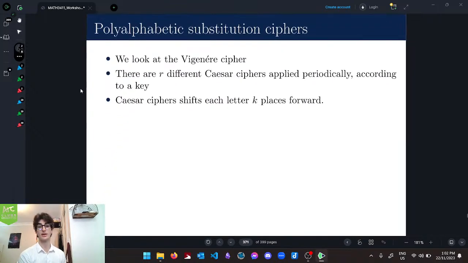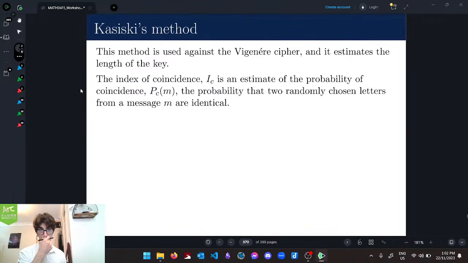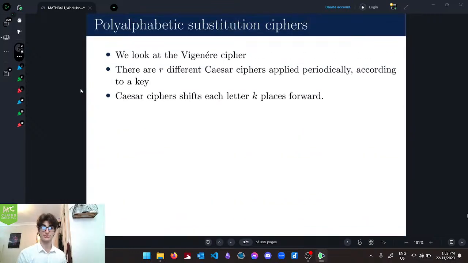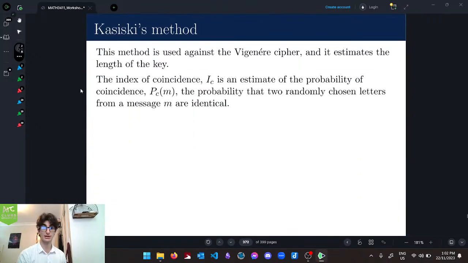Then we have polyalphabetic substitution ciphers. So let's have a look at the Vigenere cipher. There are different Caesar ciphers applied periodically according to a key. Caesar ciphers shift each letter k places forward. So those are just our examples of polyalphabetic substitution ciphers. And then there's Kasiski's method. This method is used against the Vigenere cipher, and it estimates the length of a key.